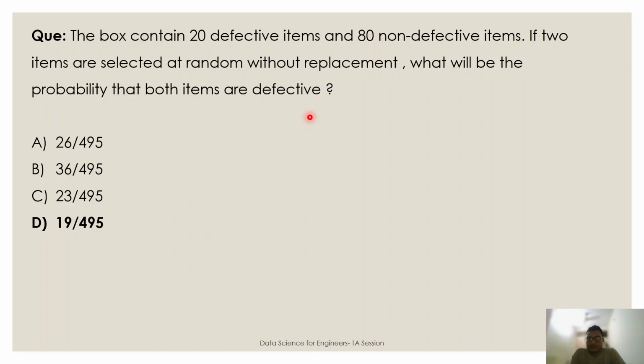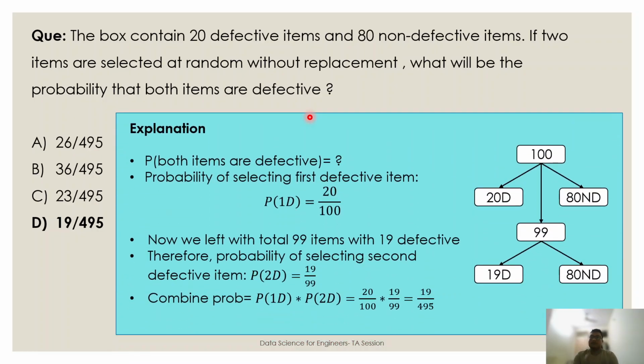Let's go to the explanation. Correct answer is D. So, very basic, simple thing. I have 100 pieces, out of which 20 are defective and 80 are non-defective. They asked me what is the probability of getting both items defective. And another important thing, without replacement.